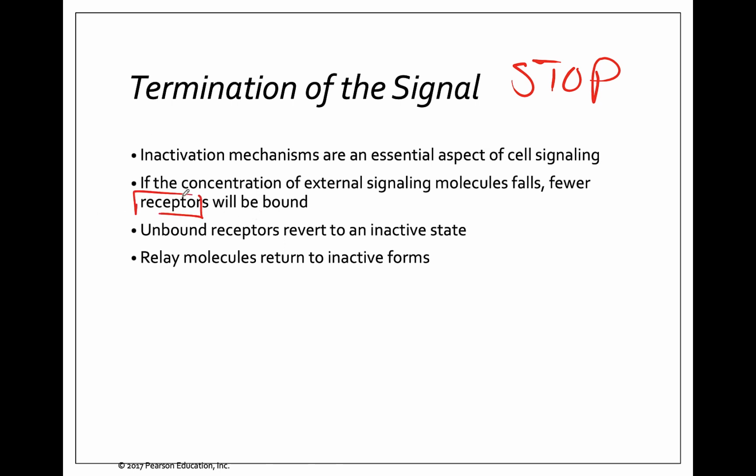The easiest way to do this is stop sending the receptor. So when there's fewer receptors, they're not going to bind. And when they don't bind to the receptor, then the signal will turn off. The receptor will go back to its inactive state, and then the entire signal pathway will stop. So it'll unbind and revert to being off. This can also happen in the relay, so that transduction pathway. Once the receiver is off, then those relay molecules get turned off as well, and they will go back to their inactive forms, and then eventually the response that the cell was giving will turn off as well. And then it can turn back on again as soon as that signal is received again.